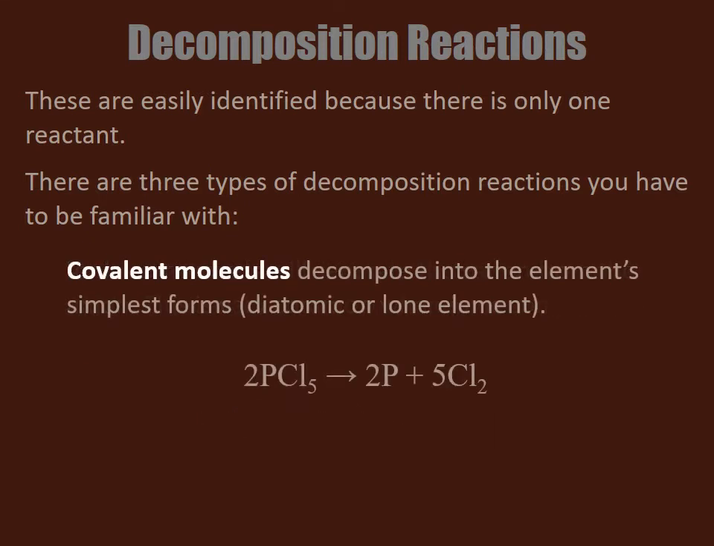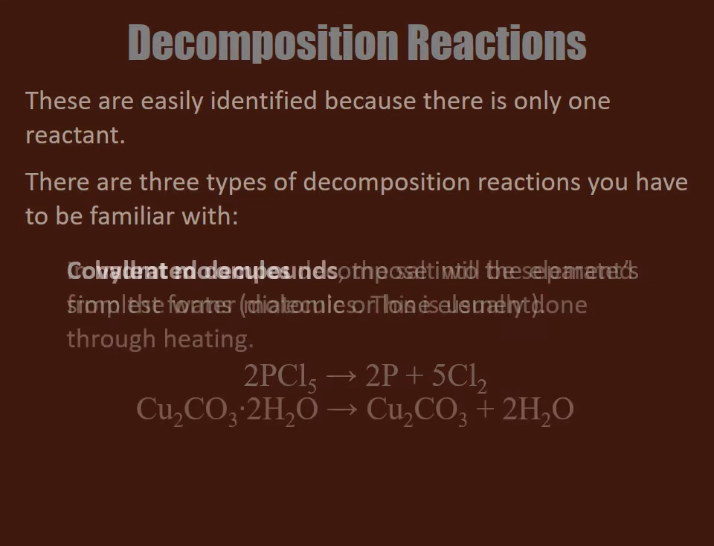Covalent molecules decompose into their elements' simplest form. That's diatomic or lone element. Given phosphorus pentachloride, you would have to break it up into phosphorus and chlorine. Phosphorus is not a diatomic, so we just write P. Chlorine is a diatomic, so we write Cl2.